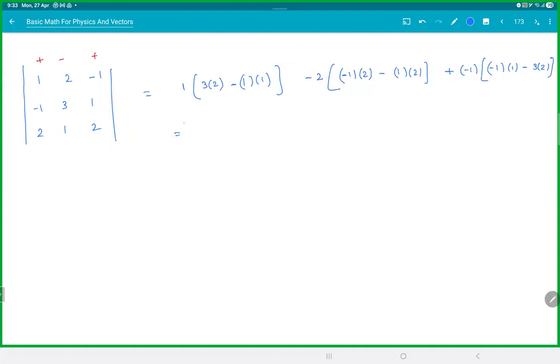Yeah, just be careful with this thing. 6 minus 1, that is 5. Minus 2, that is minus 2 minus 2, minus 4. That is minus 1 into minus 1, minus 7. That is 5 plus 8 plus 7. That's 20. Yeah. All got this?